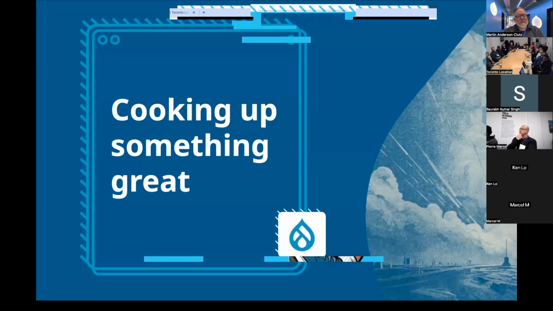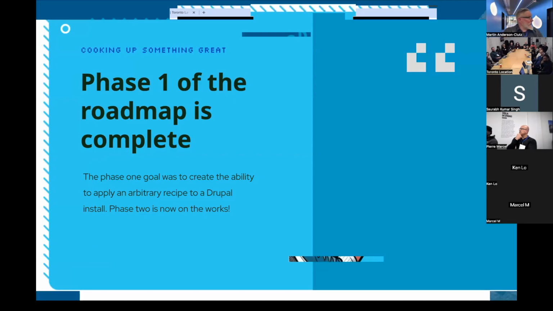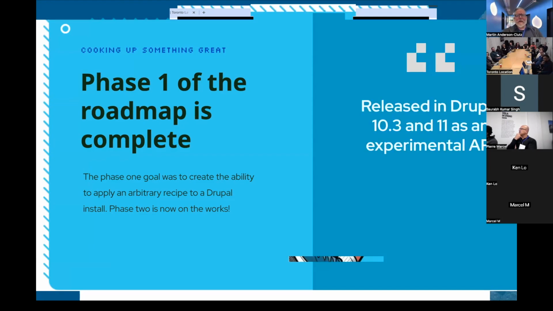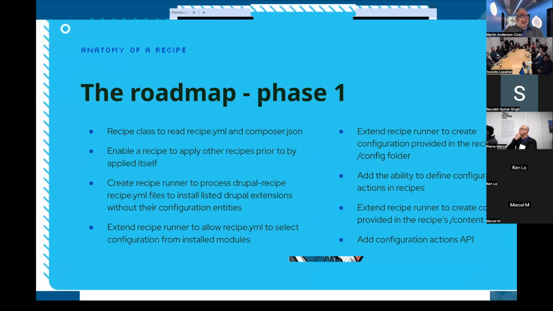So what are some of the things that have gone into the recipes and really to get us to the current state? Well, we had this phase 1 roadmap, and that is now actually completed and delivered on. It was actually shipped as part of Drupal 10.3 and then a few more improvements as part of Drupal 11, but really still officially an experimental API. So if we look at phase 1, it was really the core required functionality to make this recipe system work in the way that it needed to deliver on the promise of recipes.